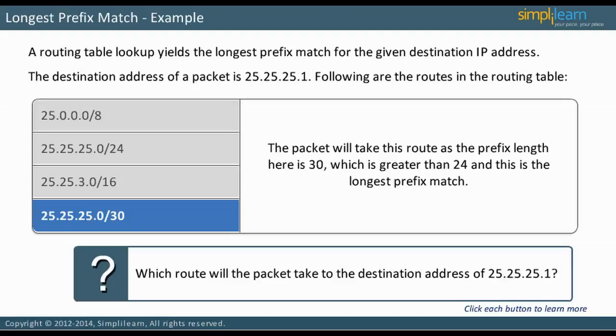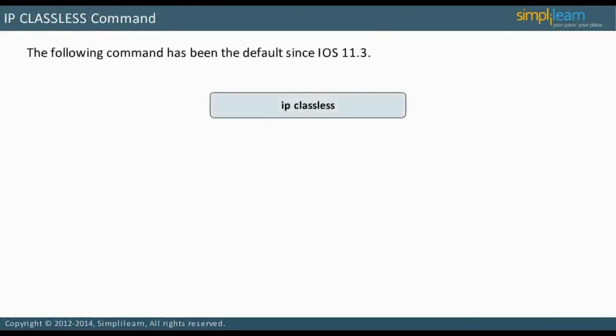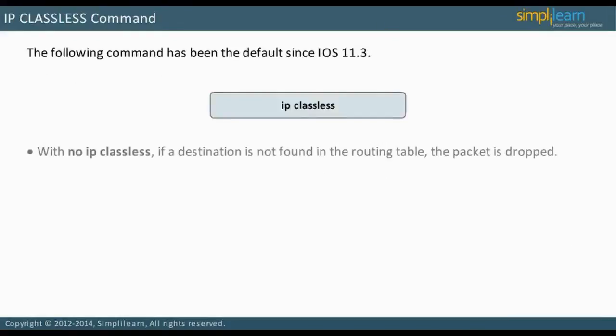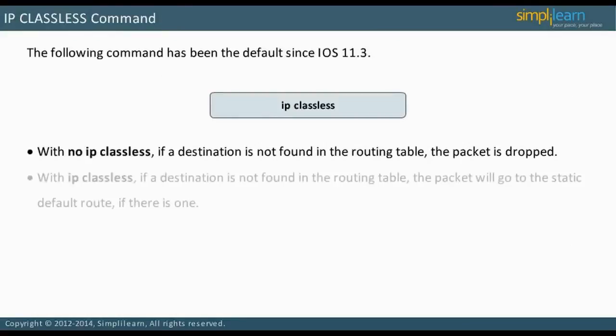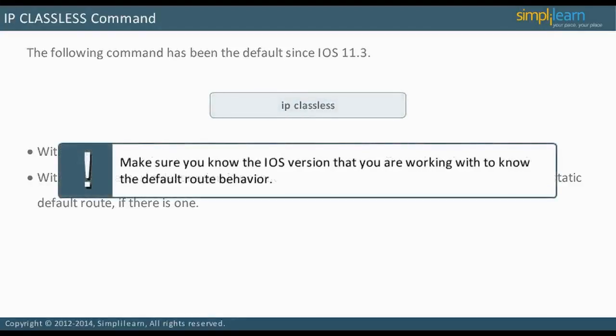Now, let us take a look at the IP classless command. The IP classless command has been the default since IOS 11.3. With no IP classless, if a destination is not found in the routing table, the packet is dropped. With IP classless, if a destination is not found in the routing table, the packet will go to the static default route if there is one. Therefore, to know the default route behavior, make sure you know the IOS version that you are working with.